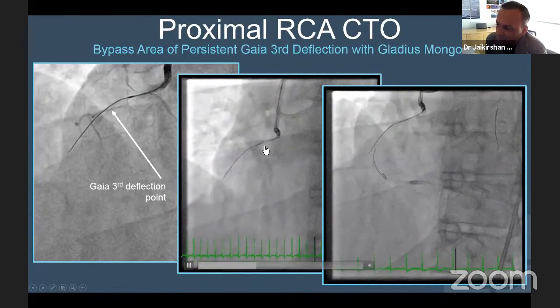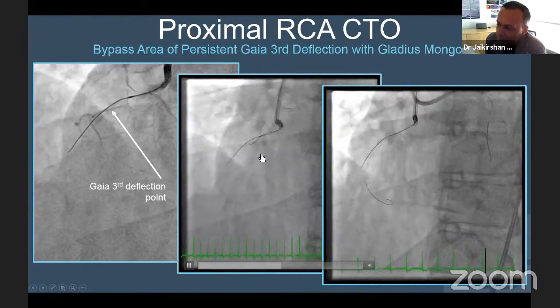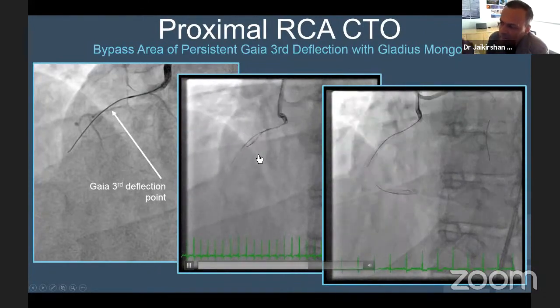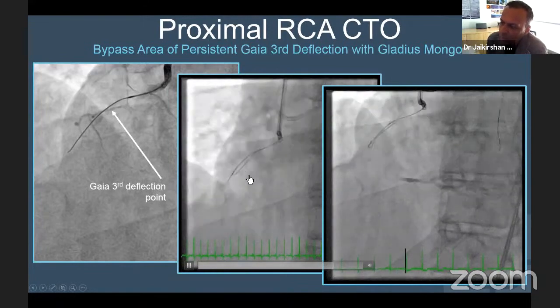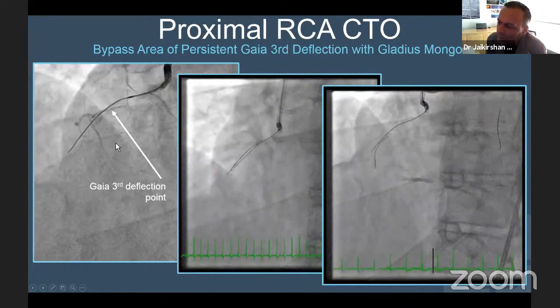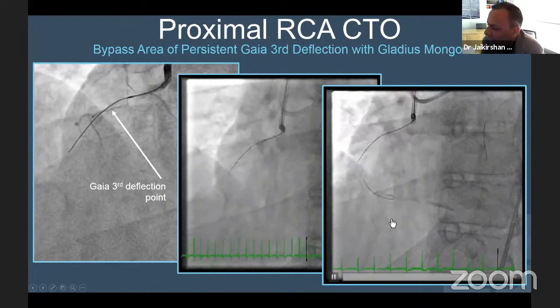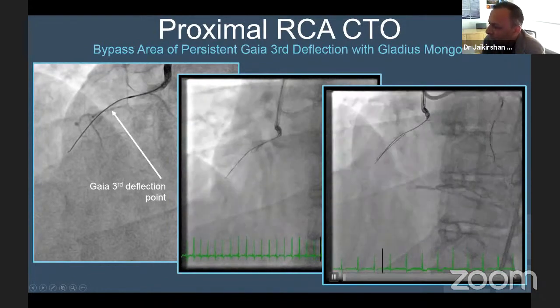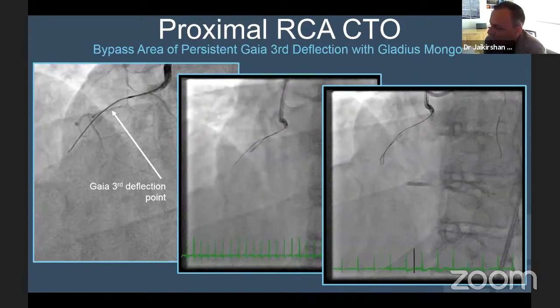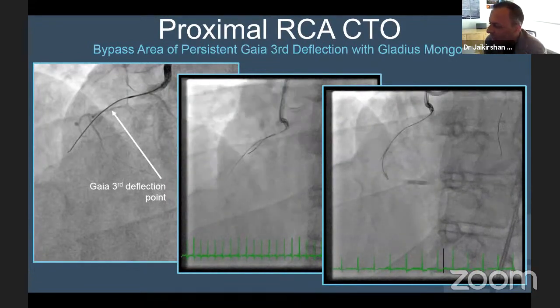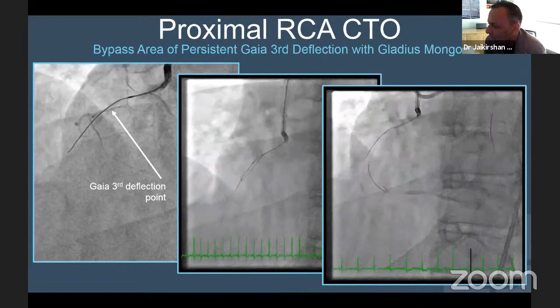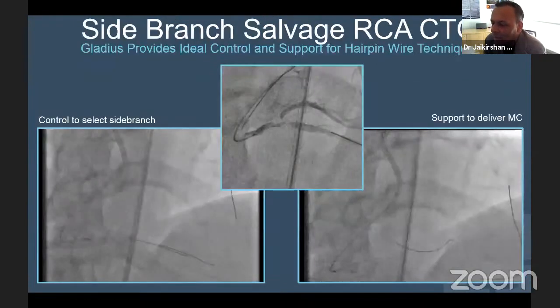We could not get the deflection to be corrected. So then again, we're trying to get subintimal. So the middle panel, we're trying to get subintimal. So you can see that the prolapse wire is to the right, like what we wanted. And then if you look on the very right panel, again, the wire simply strode into the true lumen. And we were able to complete the case without even having to do Stingray because of the way that the wire prolapsed.